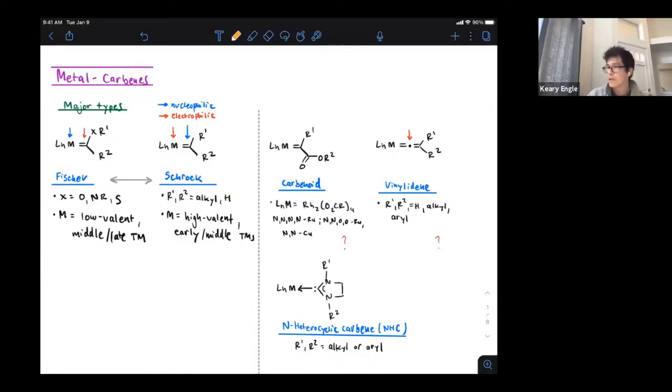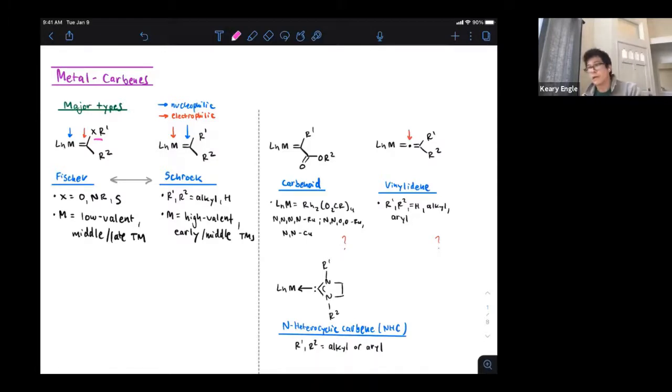Often Fischer type carbenes bear heteroatoms directly attached to the carbene carbon. The metals involved are typically middle to late transition metals, typically in low oxidation state. And we'll talk about the ligand sets that are compatible with that.